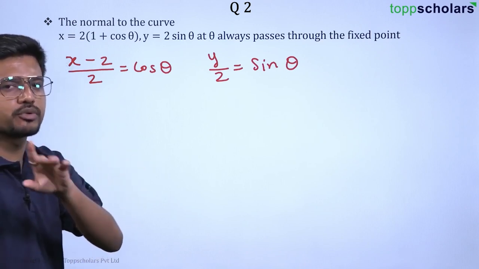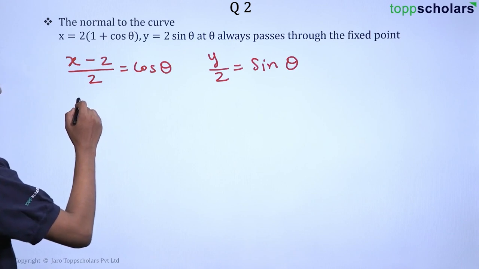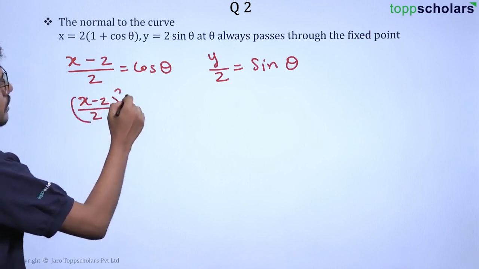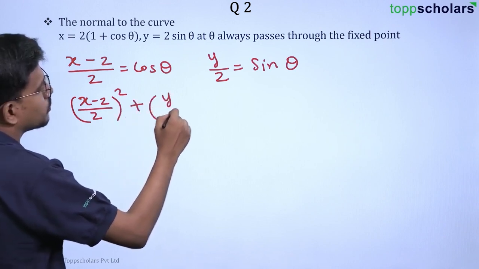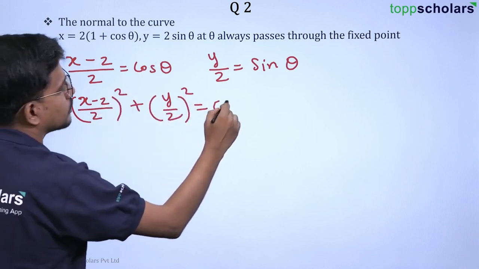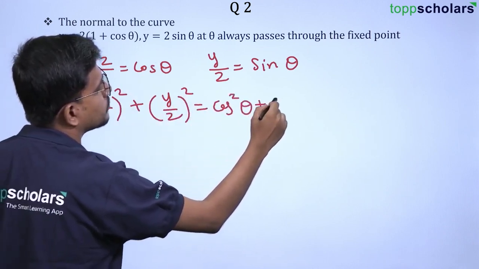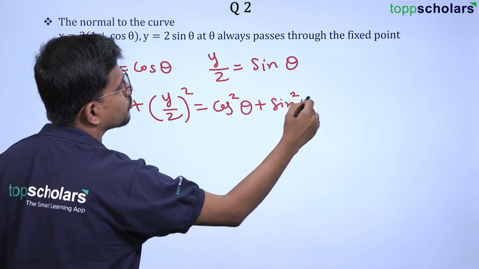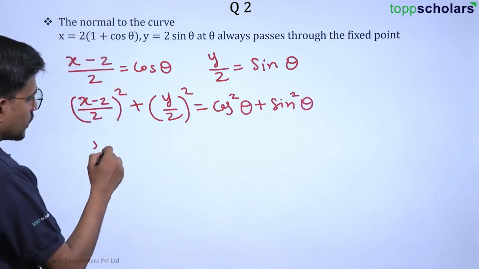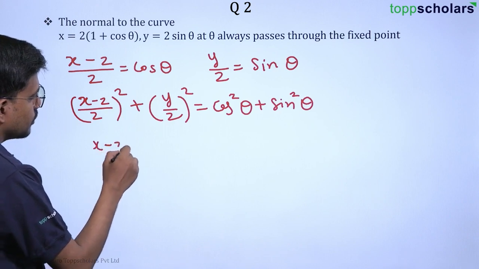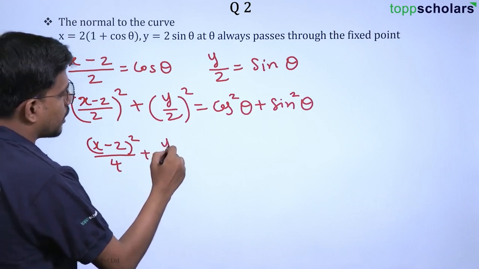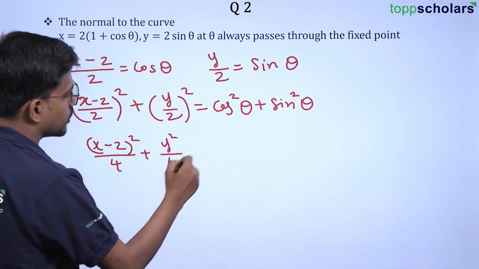Sin square theta plus cos square theta is 1. I will square both sides. So once I square both sides, I will get something like this: (y/2) the whole square equals cos square theta plus sin square theta. So this will be cos square theta and this will be sin square theta. As we all know, cos square theta plus sin square theta, theta being real, is always 1. So as you can see, (x minus 2) the whole square upon 4 plus y square upon 4 equals 1.